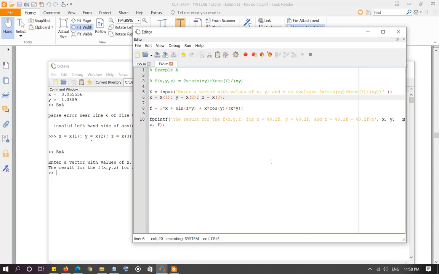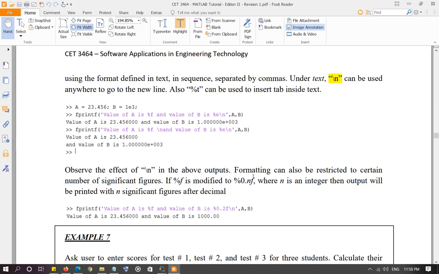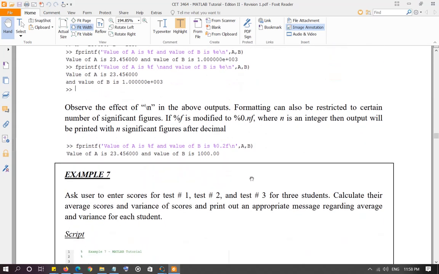You don't really have to use it. You can just use %f. You don't have to use %0.2f or 0.3f or 5.2f. Just use %f, %e, %d, whichever, because you're just starting to do this, and that's going to be fine. So this is how you're going to use a specifier and fprintf to print the result.